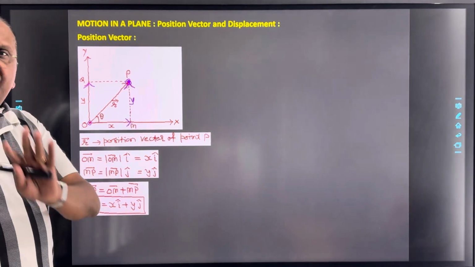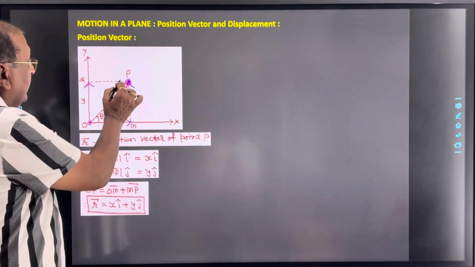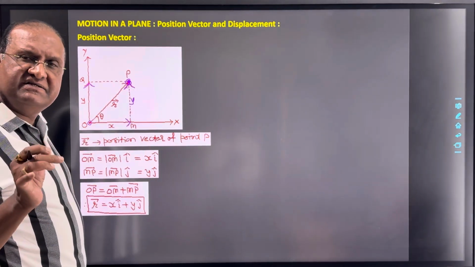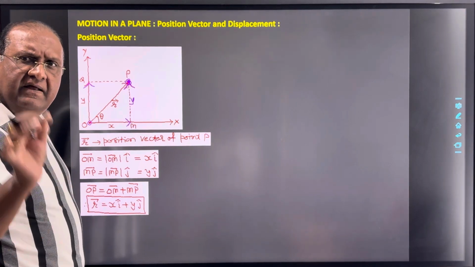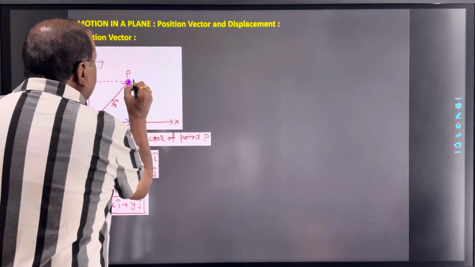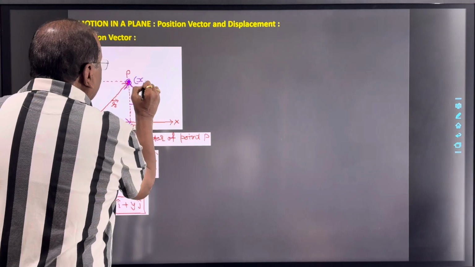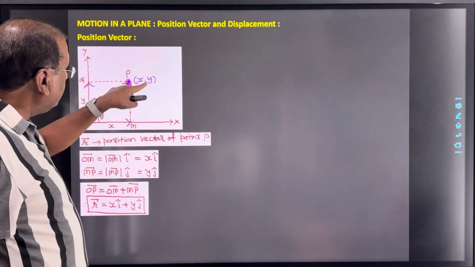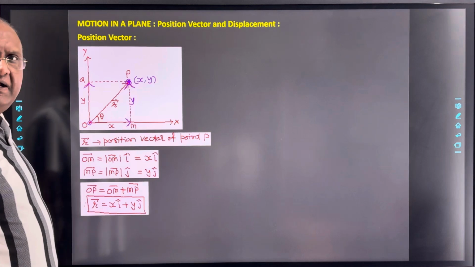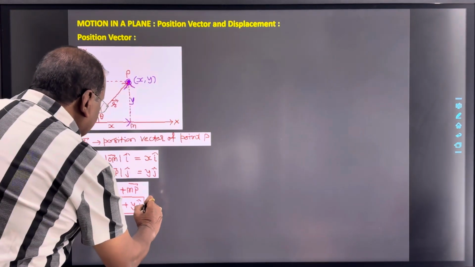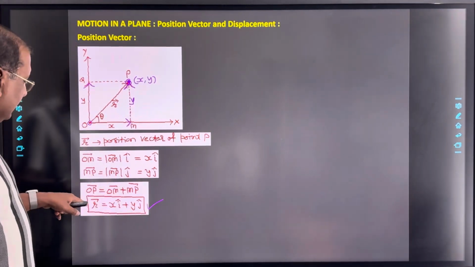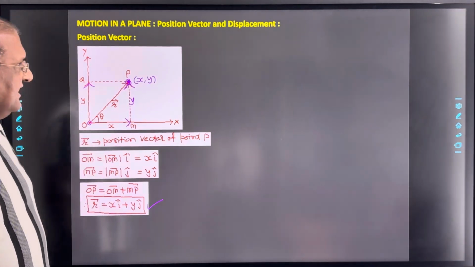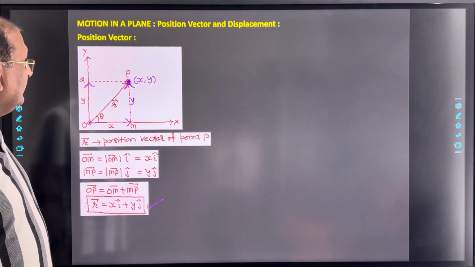Or simply, in other words, we can say, if in a two-dimensional Cartesian coordinate system we consider any point P which has coordinates x, y, this one is the x coordinate, this is the y coordinate. So simply, you can write its position vector as r equals x i caret plus y j caret. That is a very simple thing.